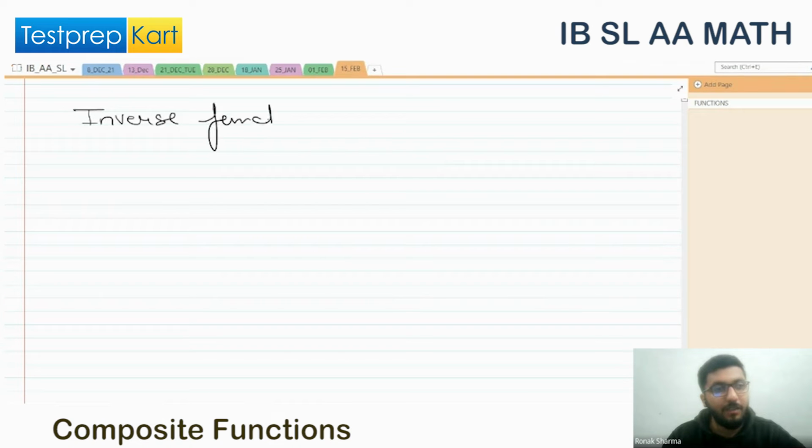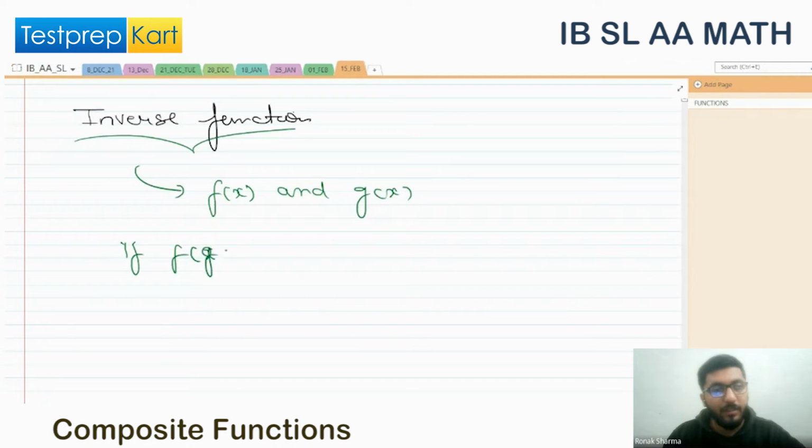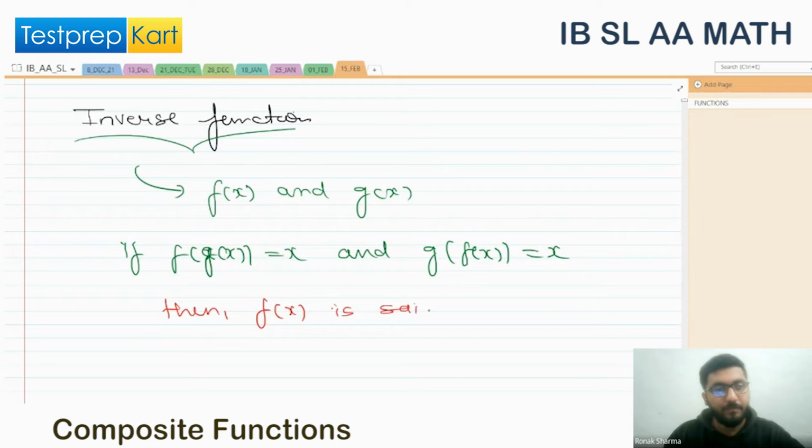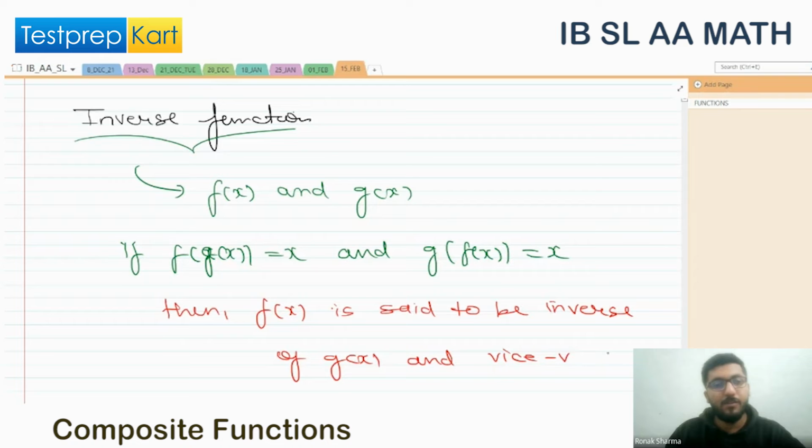So inverse functions are what? The most basic definition of inverse function is that for two functions f and g, if f of g of x comes out to be x, and g of f of x also comes out to be x, then f(x) is said to be the inverse of g(x), and vice versa. Vice versa means g of x is also said to be the inverse of f(x). In both the manner it works.